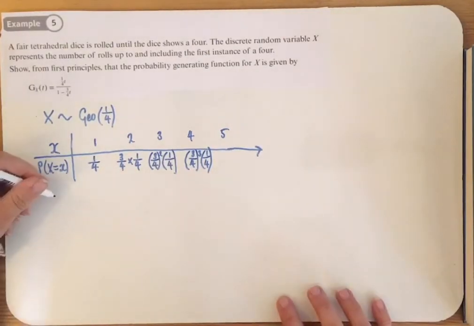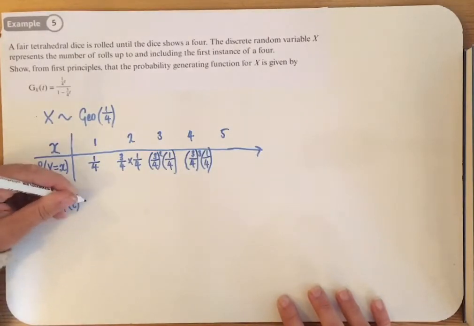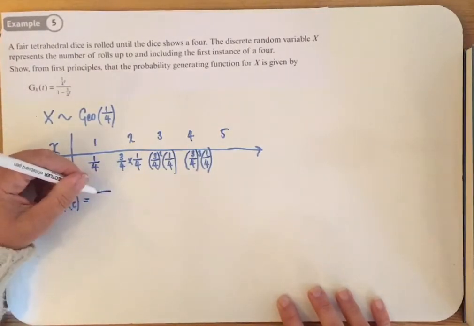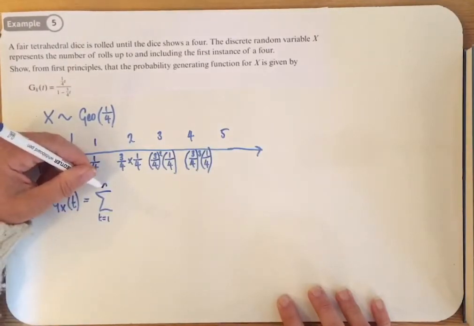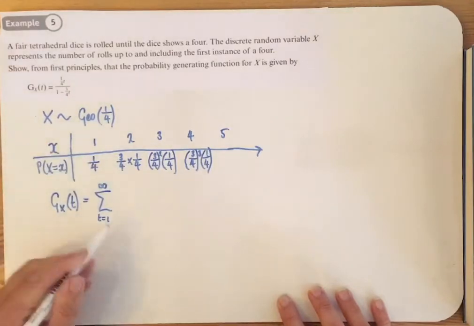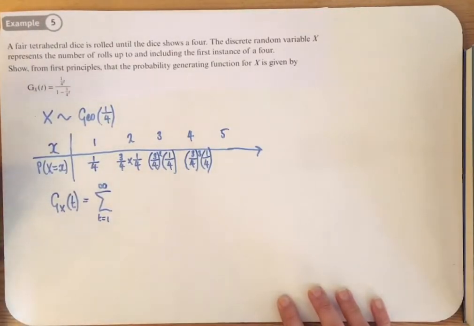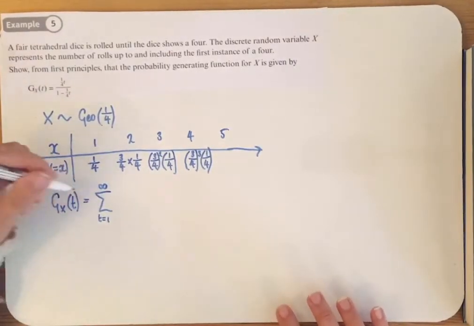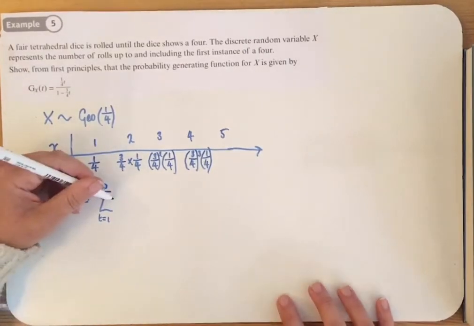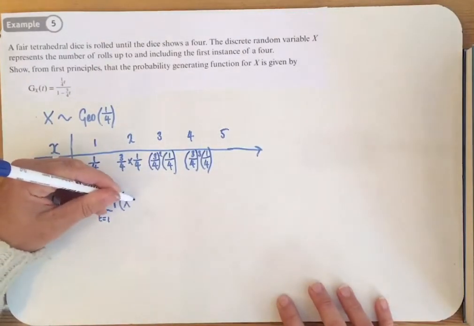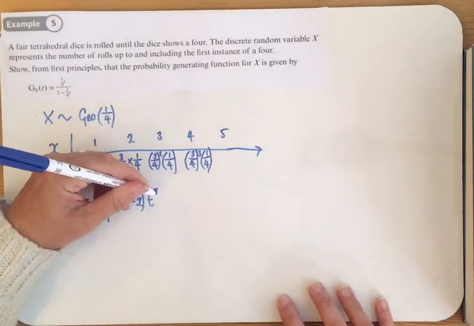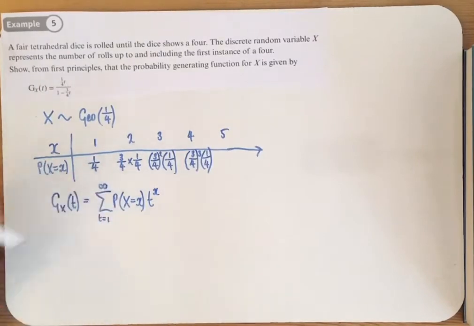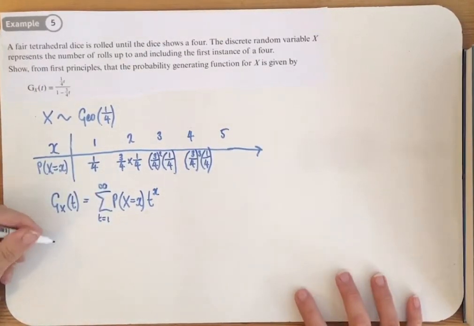And then the probability generating function for x. I didn't write this on the other two proofs, and afterwards I thought I possibly should have done. But anyway, it's a sum from x equals 1 to infinity. Obviously for binomial and Poisson, it'd be x equals 0 up to infinity for Poisson, up to n for binomial. Probability X equals x times t to the power of x.